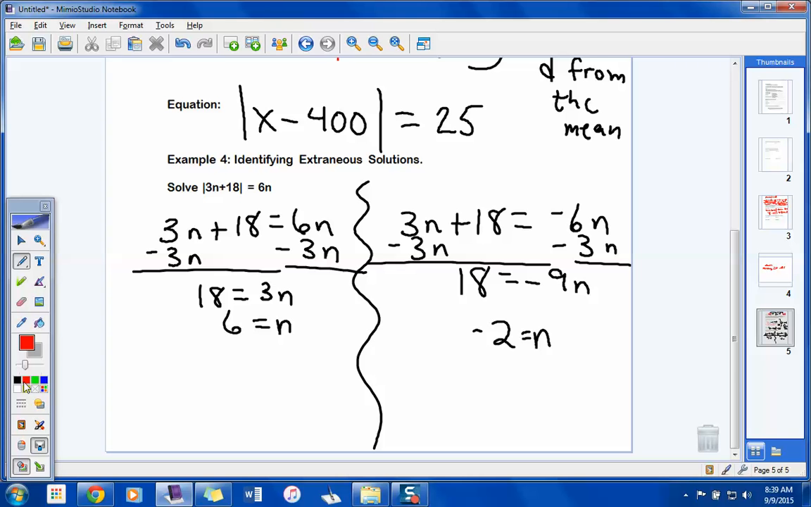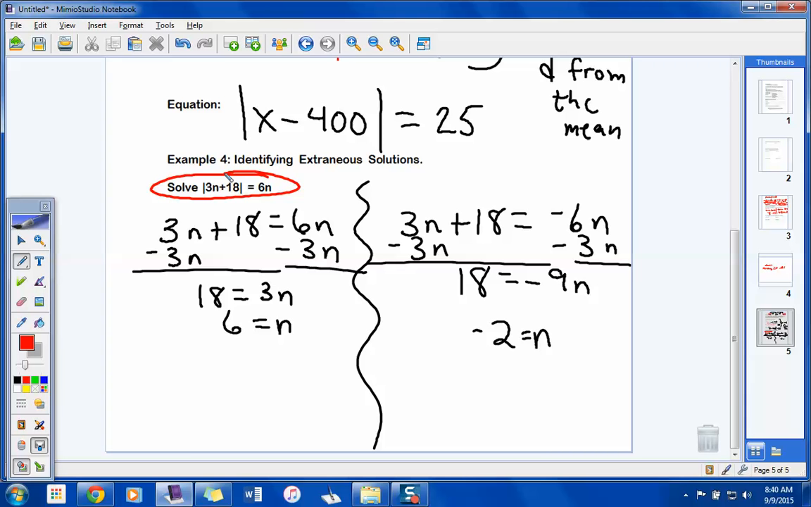Okay, I'm going to go back to this original equation right up here. We think the two solutions are 6 and what? Negative 2. But up here I've already titled this identifying extraneous solutions. We might have something that's extra and not needed. All right, what does extraneous mean? Here's what it means.